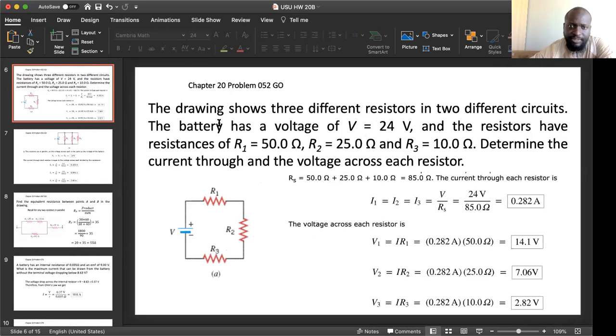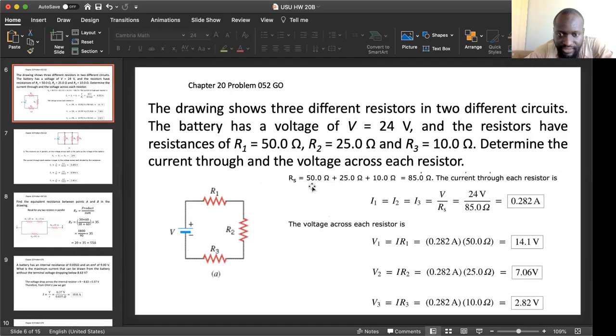The next problem, chapter 20, problem 52. It says the drawing shows 3 different resistors in 2 different circuits. The battery has a voltage of V equals 24 volts, and the resistors have resistance R1 50 ohms, R2 25 ohms, and R3 10 ohms. Determine the current through and the voltage across each resistor. So this one is the one that is in series. We're going to come to the next one to see the one in parallel. So this is the A part of the problem.